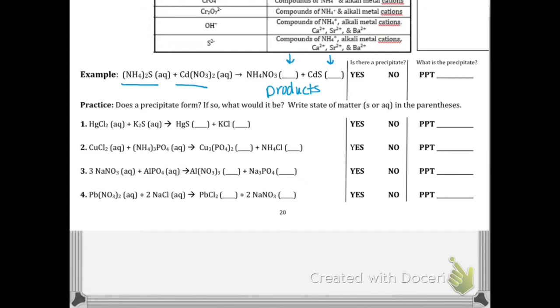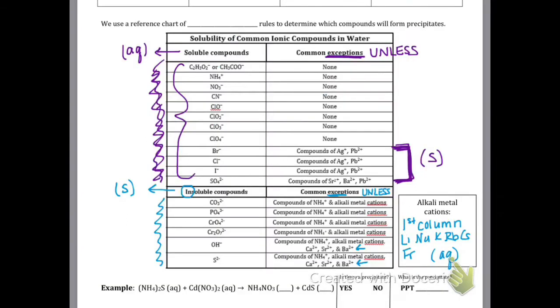Or are we going to put AQ for aqueous because it all dissolves? Okay, so we're going to use our chart to determine what goes with what. Now you're going to look at NH4 and NO3, and find one of these things on the chart. Both of these things are actually on the chart. So let's look at our chart. Where do we see NH4 and NO3?